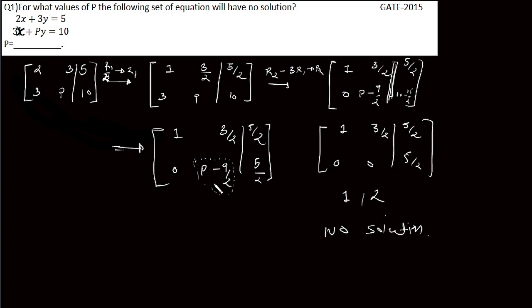So we can conclude that if this element is 0, then the system has no solution. We can make this element 0 by equating it to 0, and now find the value of p, which is nothing but 9 by 2, which is 4.5. So we got our answer for p: 4.5. If the value of p is 4.5, then these two equations never intersect, or in other words, they have no solution.